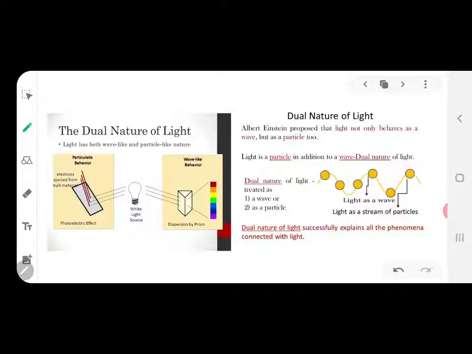In the beginning of the 20th century, some new phenomena were discovered which could not be explained on the basis of wave nature of light. So, at present, we say that light has dual character. Under one set of conditions, it can behave as waves, but under different conditions, it may behave as particles, commonly known as photons.